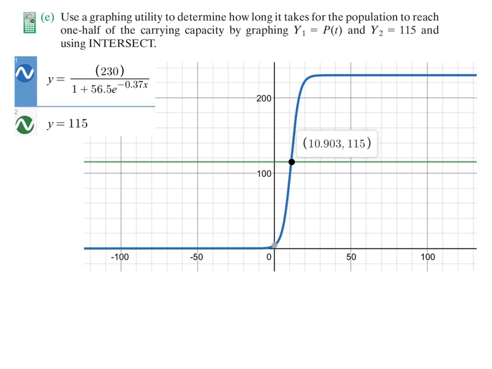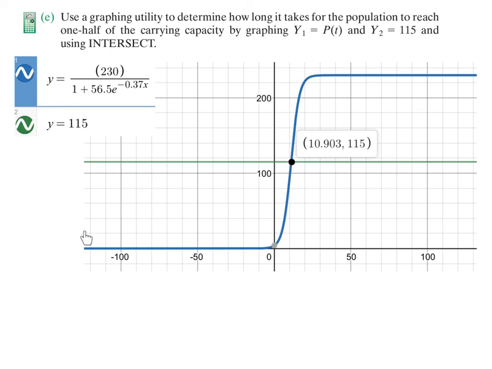And the last thing that we're going to do here is we're going to break out our graphing utility, so Desmos or your calculator, and we're going to graph the original function, so that's the curve you see here in blue, and we're actually going to graph the line of y equals 115, which is 1/2 of the carrying capacity of 230. So if you remember a couple slides back, that is our inflection point.